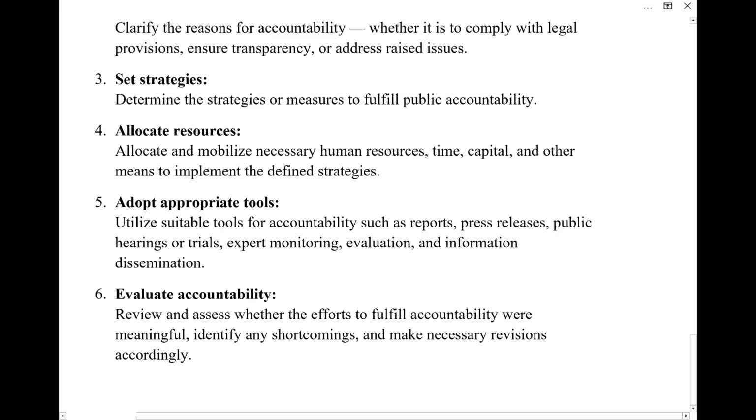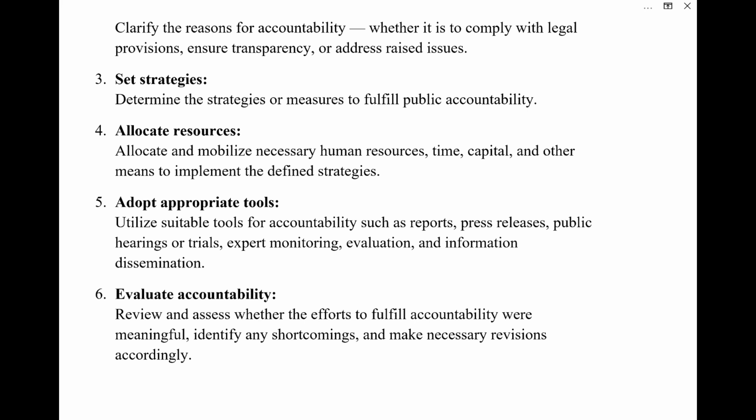Next one is allocate resources, allocate and mobilize necessary human resources, time, capital, and other means to implement the defined strategies. Adopt the appropriate tools, that is also crucial, utilize suitable tools for accountability such as reports, press release, public hearing, trials, expert monitoring, evaluation, information dissemination. This could be the tools of accountability.